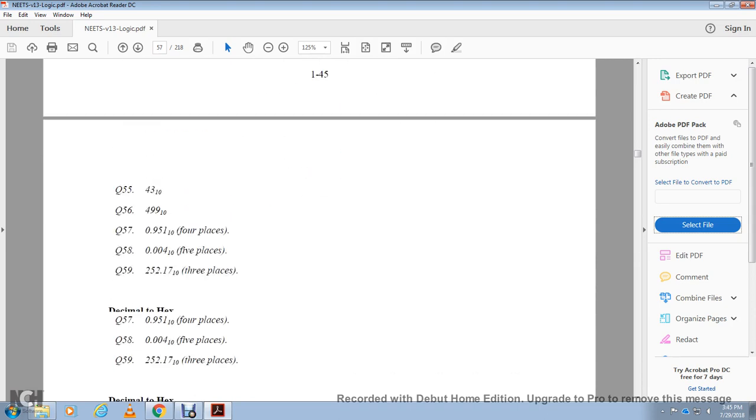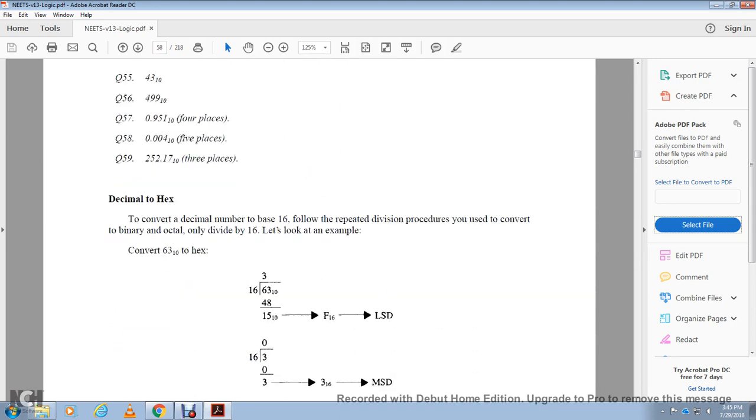Convert the following decimals to octal. Or decimal to hex. To convert a decimal number to base 16, follow the repeated division procedure used to convert to binary and octal. Only divide by 16. Look at the example.